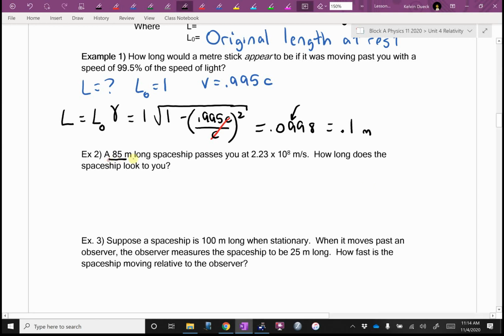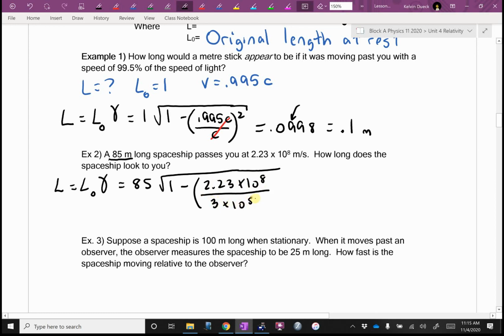Well, this is the at rest. So if I give you a length and don't tell you that it's moving, assume we're at rest. So it's going to be L equals L0 times the gamma function. I'm getting a bit sloppy. I didn't do the full DFIC approach because we just said out loud they're asking me to find L. So what's that 85? That must be the original length at rest. Square root of, oh, this time, will I see? No, the c won't cancel. I'll have to put a 3 times 10 to the 8th in the bottom of the fraction. So it's going to be 2.23 times 10 to the 8th all over 3 times 10 to the 8th. Don't forget the squared.